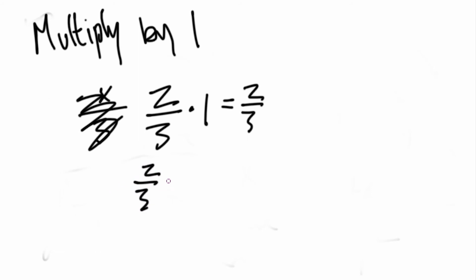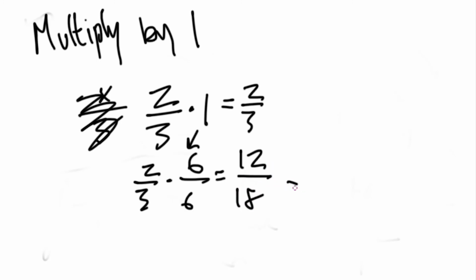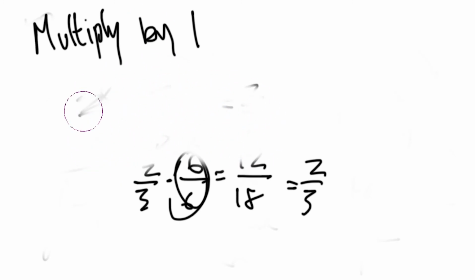Let's go 2/3 again, but let's multiply it by 6 over 6, which is still 1. This is the same thing, but it gives us 12 over 18. But 12 over 18 is still the same fraction, 2 over 3. So we can choose some value of 1, which is some value over another value, to simplify our expressions. Let's see how that would simplify our expressions in an integral.